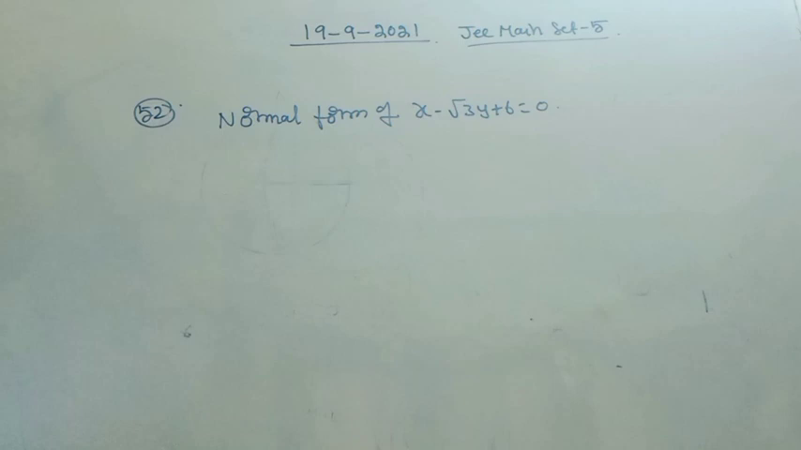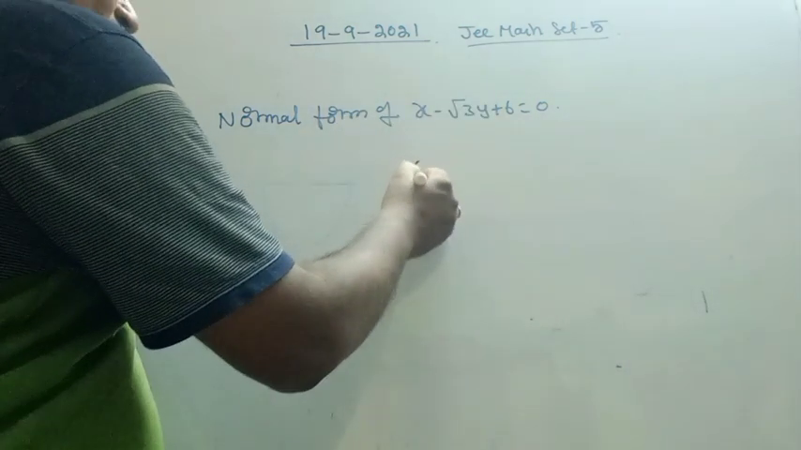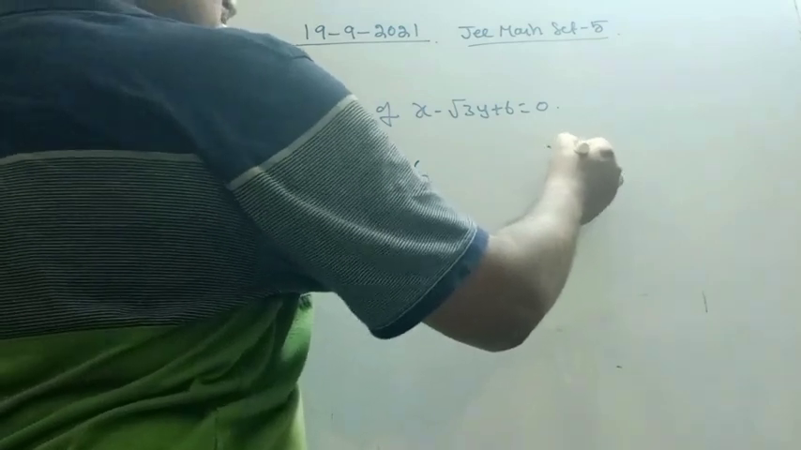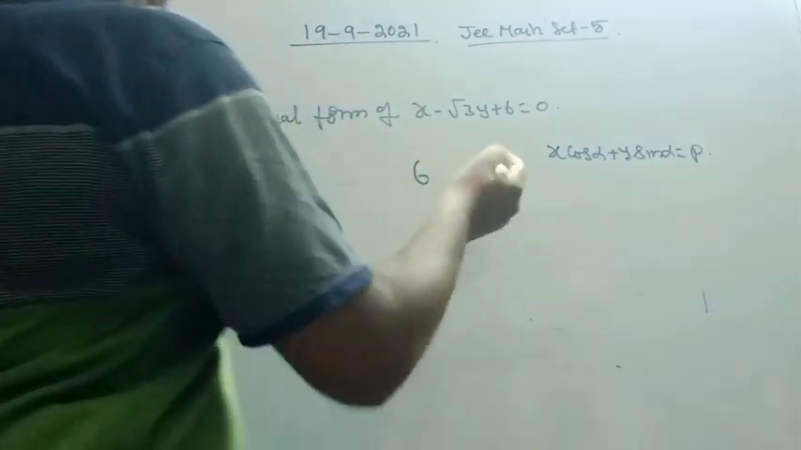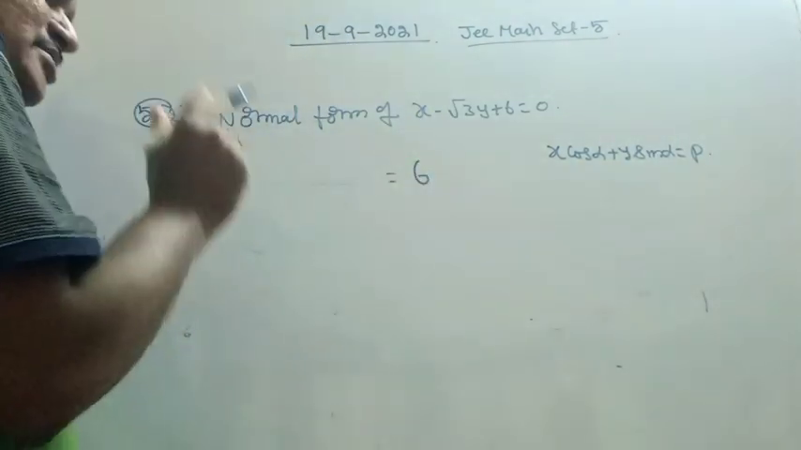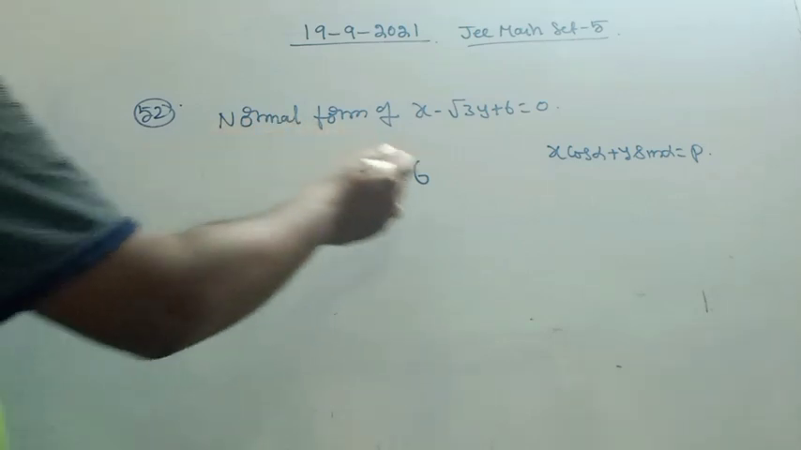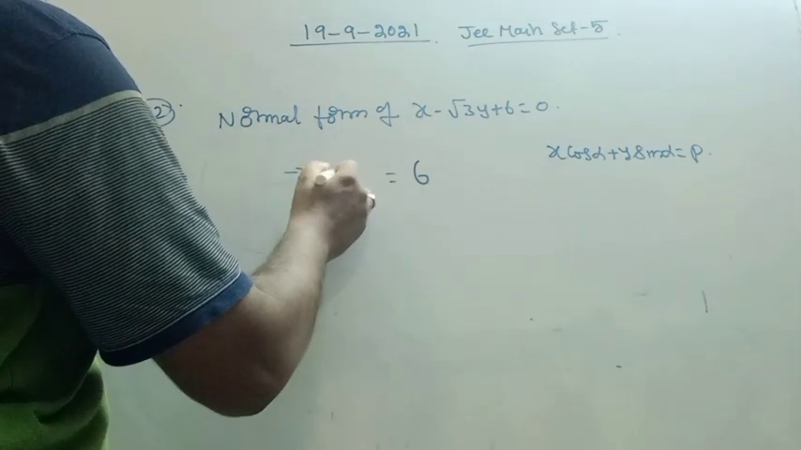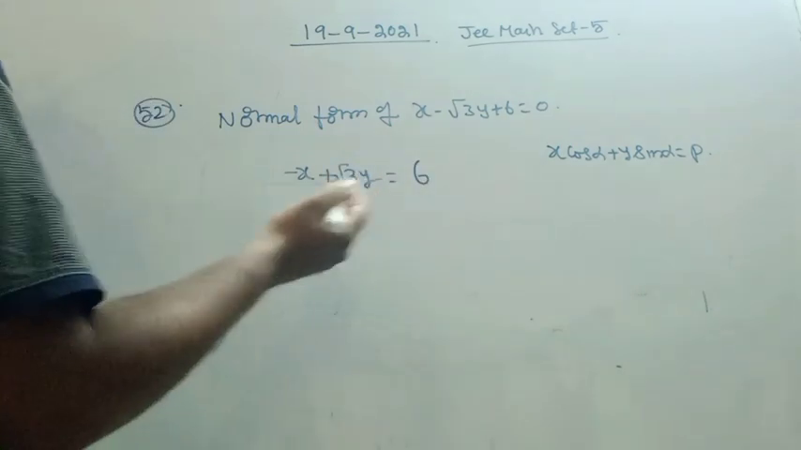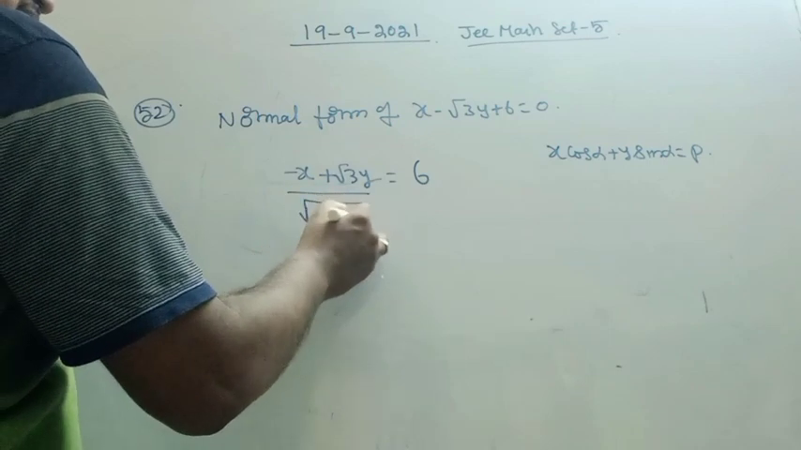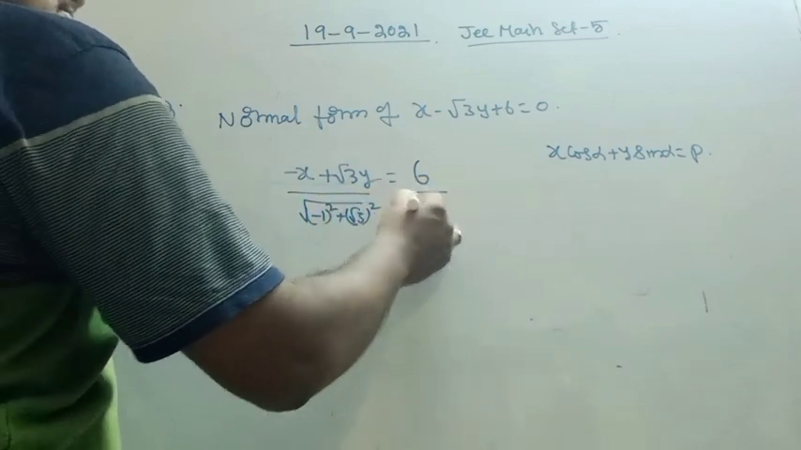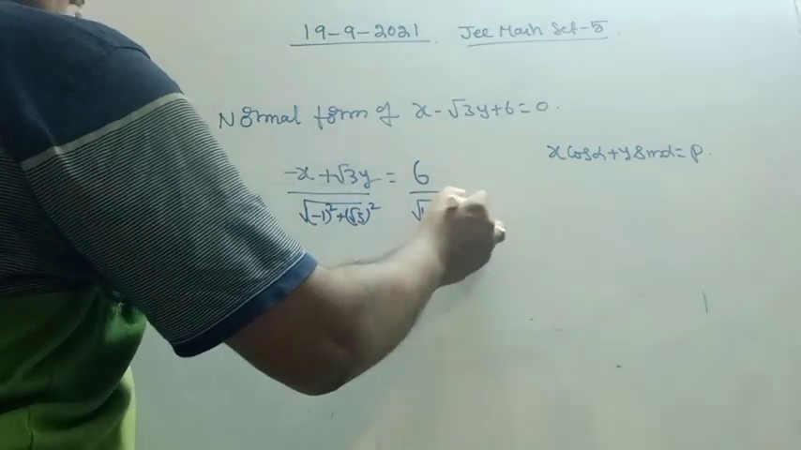Now the 52nd question: the normal form of x minus root 3 y plus 6 equals 0. How will we find it? We know that the normal form of a straight line is x cos alpha plus y sin alpha equals p, where p, the length of the perpendicular from the origin, is always positive. That means we write it as minus x plus root 3 y equals 6. And you know the procedure: divide throughout by root of a squared plus b squared, that is root of (minus 1) squared plus (root 3) squared.